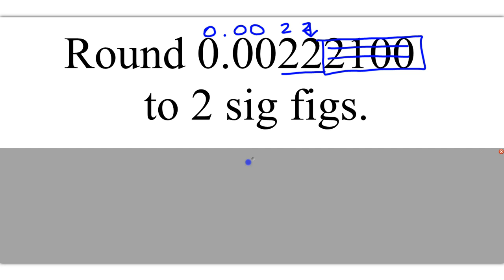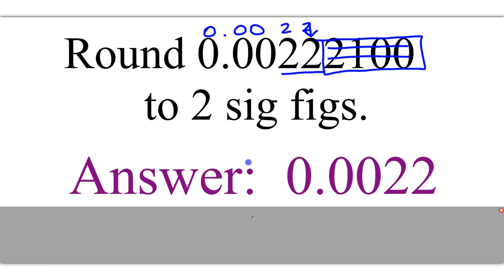Round this number to 2 significant figures. The 0.00 are not significant. However, we have to keep them because they are placeholders. So they will stay, but they are not significant. These are my first 2 significant figures. The question is, does this 2 round up or stay the same? It's followed by a 2, so it's going to stay the same. And then what happens to this section of numbers right here? Because they are trailing after a decimal, we will not change them to zeros. They will simply drop off. And so our answer would be 0.0022.